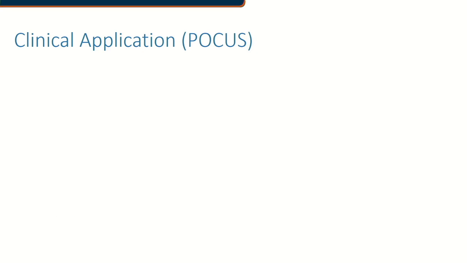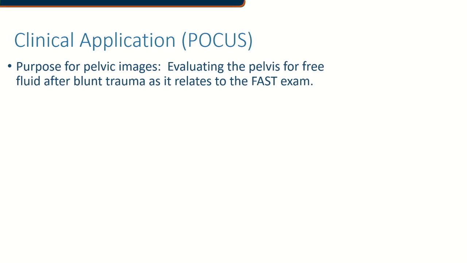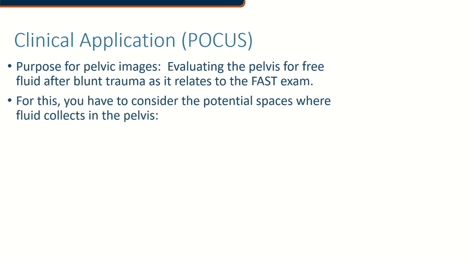So for our clinical application, the purpose of doing these pelvic exams, or the bladder as it's often called, is so that you can look for fluid that's in the pelvis, in the potential spaces of the pelvis. So this might be a patient that shows up after some blunt trauma, and so you'll be doing a FAST exam, and this is one of the components of that FAST exam. For this, you have to consider where those potential spaces are and where fluid collects in the pelvis.